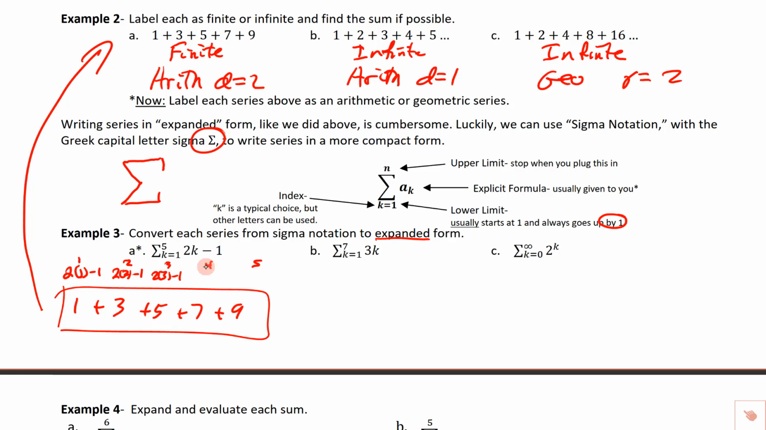Dane, what's the top number? 5. That's where you stop. That tells you where you stop. Why'd you do 7 and 9? Oh! I'm stupid. Because it's 2 times 4 minus 1. I didn't know which one. Okay.